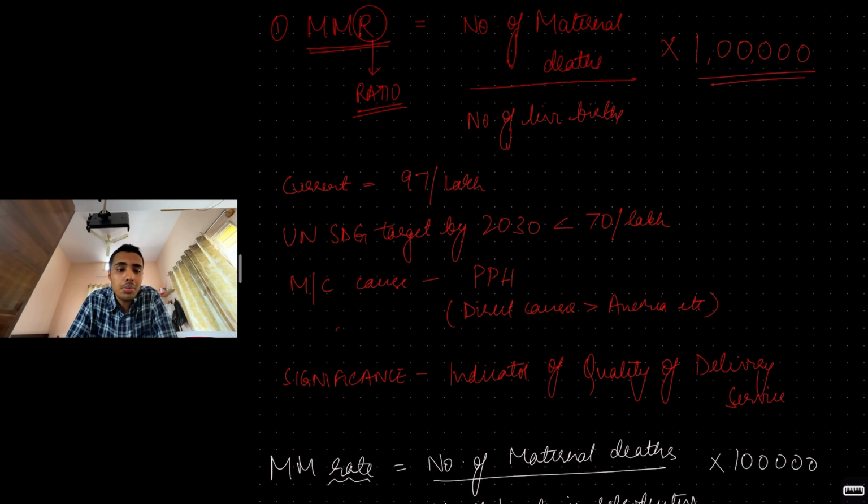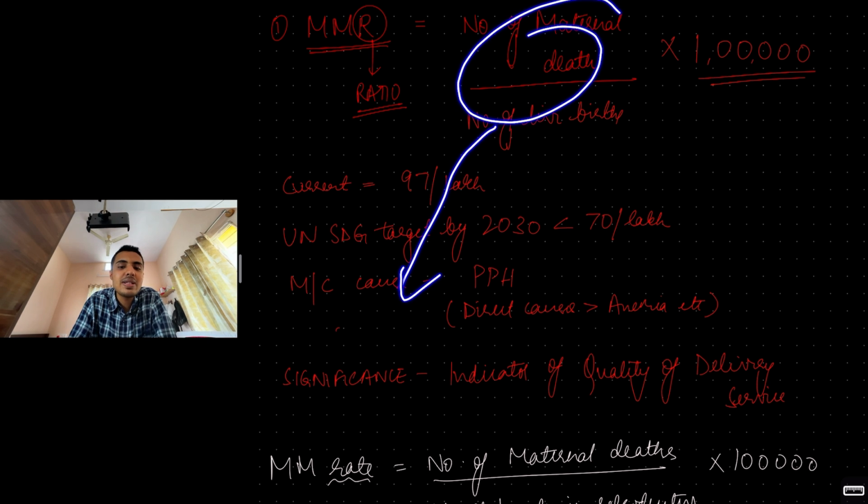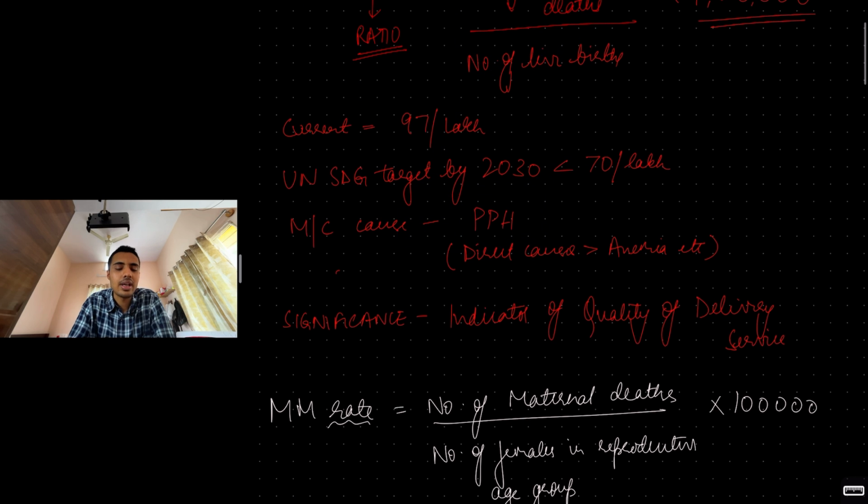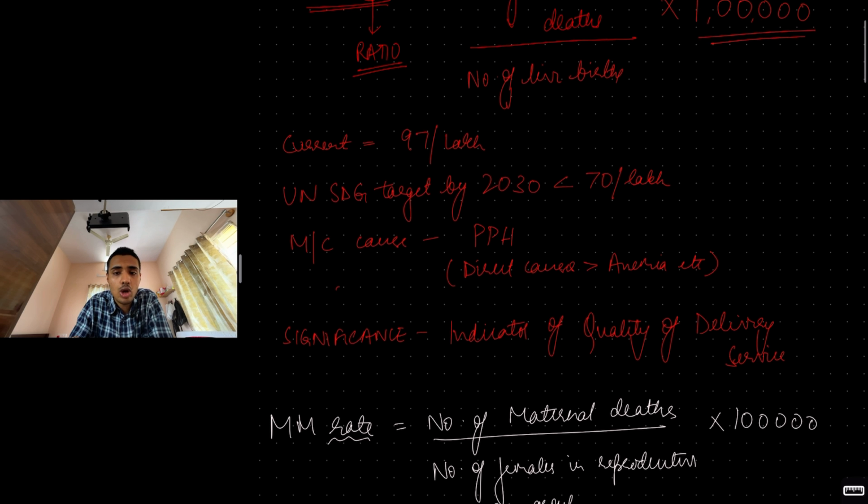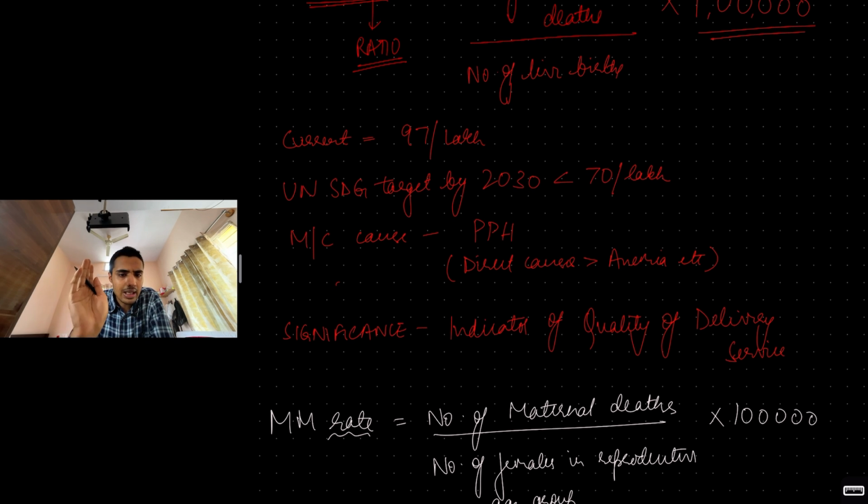Now, the most common cause of maternal death in our country is postpartum hemorrhage. Postpartum hemorrhage is due to direct causes. That's why direct causes are always more common, like obstructed labor, uterine rupture, prolonged labor, etc. These are all causes which can lead to postpartum hemorrhage. You also have indirect causes of maternal death like anemia, infections, etc., which are less common but still occur.